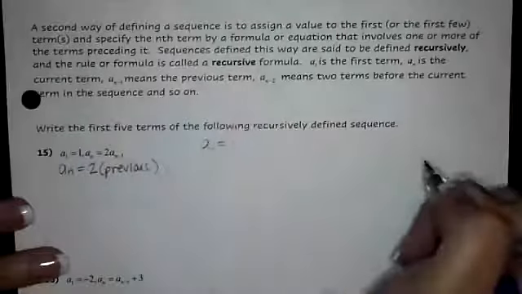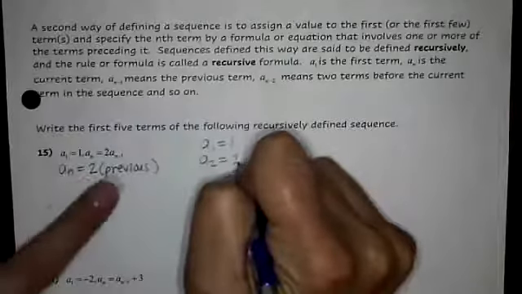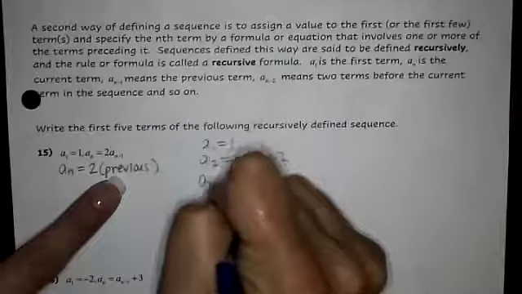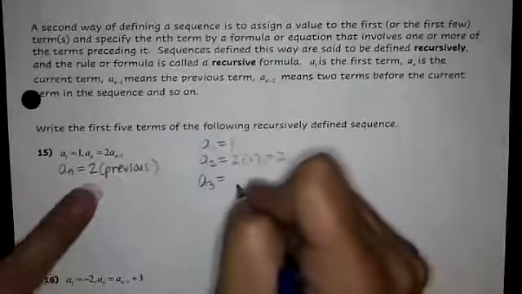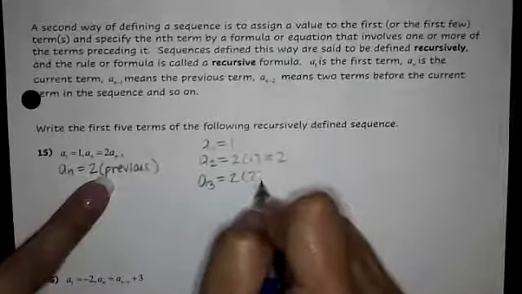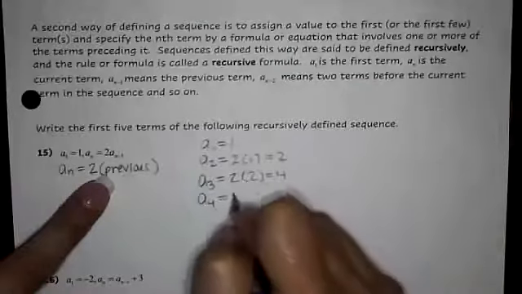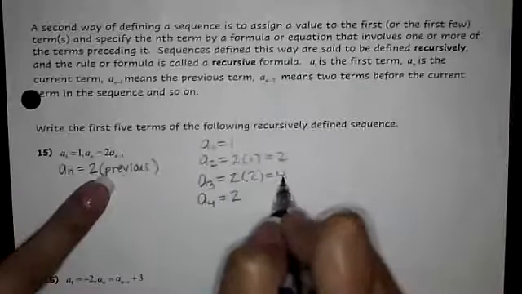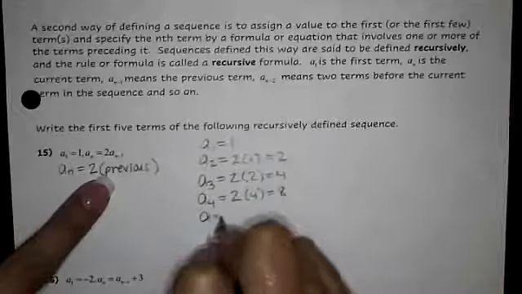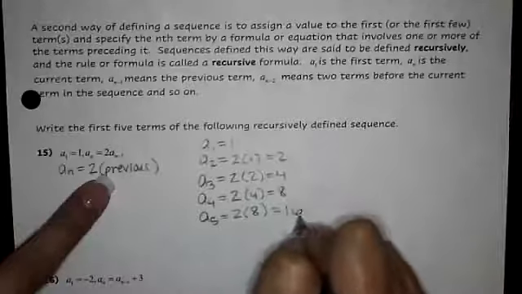So A1 is equal to 1. A2 would be equal to 2 times my previous, which is 1. So that's going to be 2. Now, when I get to A3, it is again going to be 2 times the previous. Well, the new previous is 2. So this would be 4. And so then when I go to my fourth term, I would do 2 times my previous, which is now 4, so that's 8. And when I go to my fifth, I get 2 times my previous, which is 8. So that's going to be 16.